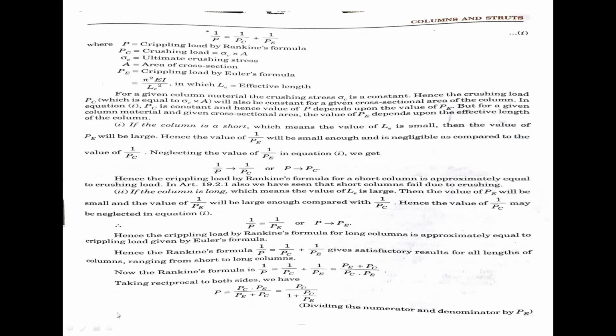Hence, Rankine's formula, 1 by P equals 1 by Pc plus 1 by Pe, gives satisfactory results for all lengths of columns, ranging from short to long columns. Now, Rankine's formula is 1 by P equals 1 by Pc plus 1 by Pe. Taking the LCM, we have Pe plus Pc by Pc into Pe. Taking the reciprocal on both sides, we have P equals Pc into Pe by Pe plus Pc, which equals Pc by 1 plus Pc by Pe, dividing the numerator and denominator by Pe.